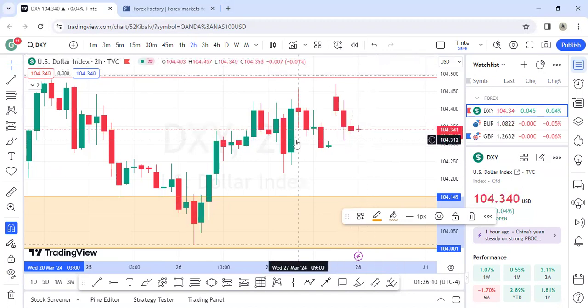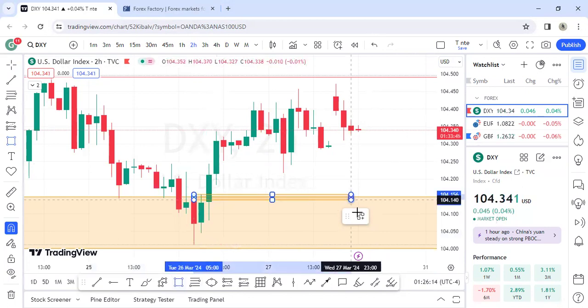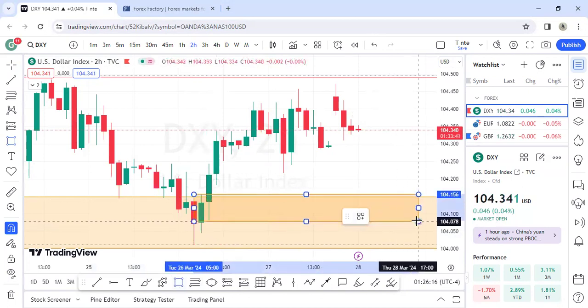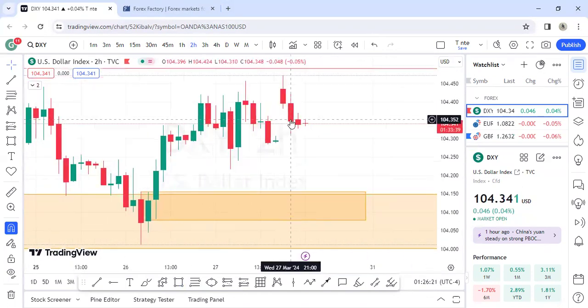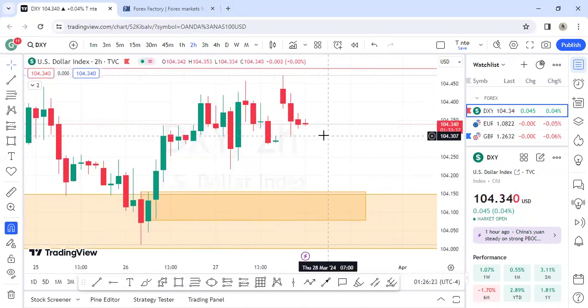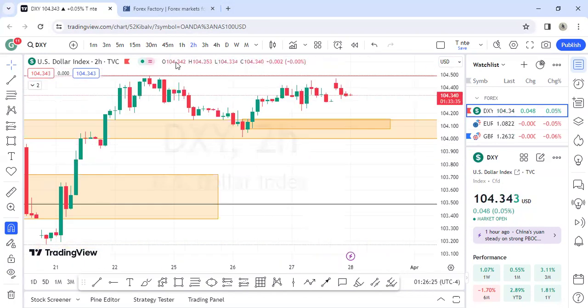All right. And also take note of this unmitigated order block here, the order block which has not been mitigated. So price can even choose to come that low before making this high. But I feel that price is more likely to just continue making the high, right? So I'm still bullish on dollar for now.